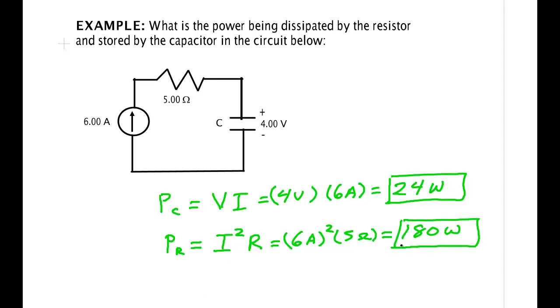The total power here has to be coming from this supply here. So in fact, there must be 204 watts being supplied by this device here, which is pushing it out, and I could use that in fact to find the voltage from that supply.